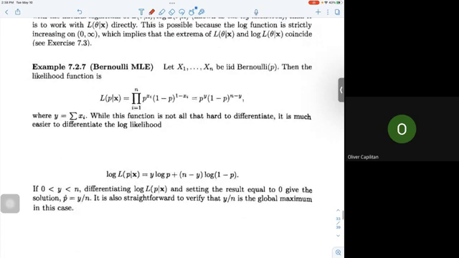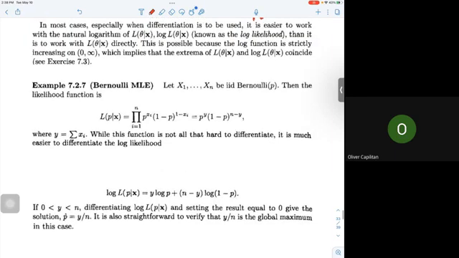Okay, so let's have an example here in which we're going to apply the log likelihood function. Let x sub 1 up to x sub n be IID Bernoulli with parameter p, the probability of success. Then the likelihood function of the parameter p given the observed sample x is the product of the probability mass function, p to the x sub i times 1 minus p to the 1 minus x sub i.